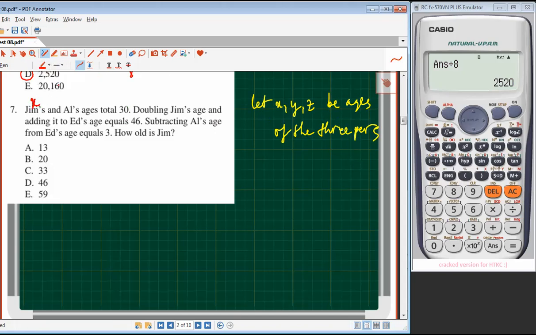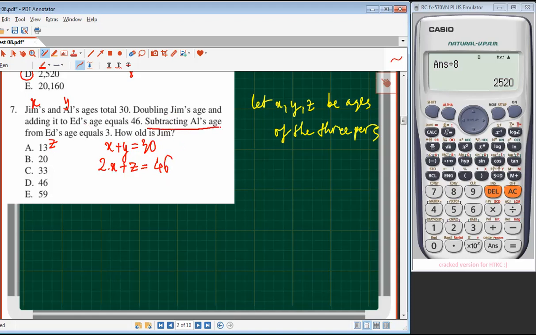Suppose that it is S, that is Y, and that is Z. Easily say that S plus Y equals 30. Doubling Jim's age, that is 2 times S plus S is Z equal to 46.